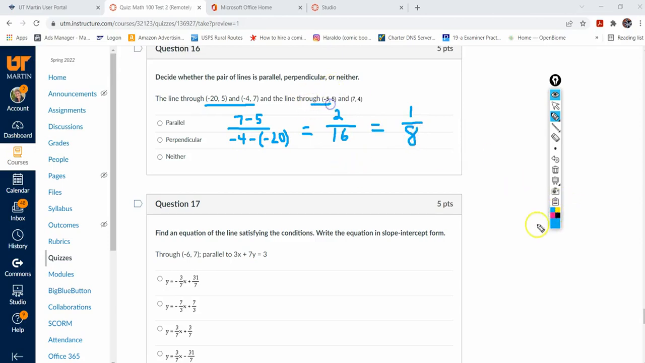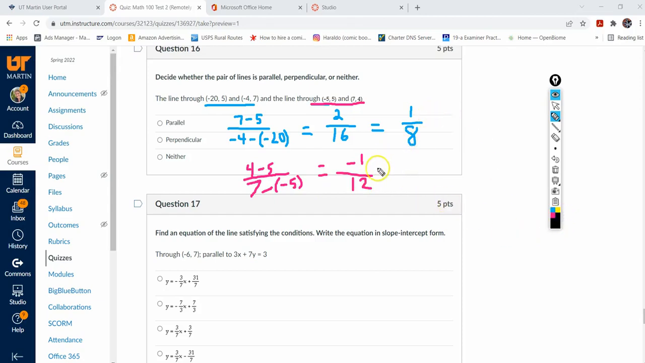Now we want the second line. We want the slope through that one. So the slope is going to be the difference in the y values, 4 minus 5, divided by the difference in the x values, 7 minus that x value. So I'm going to get -1 in the numerator, and I'm going to get 7 plus 5 in the denominator. Okay, and that won't reduce anymore.